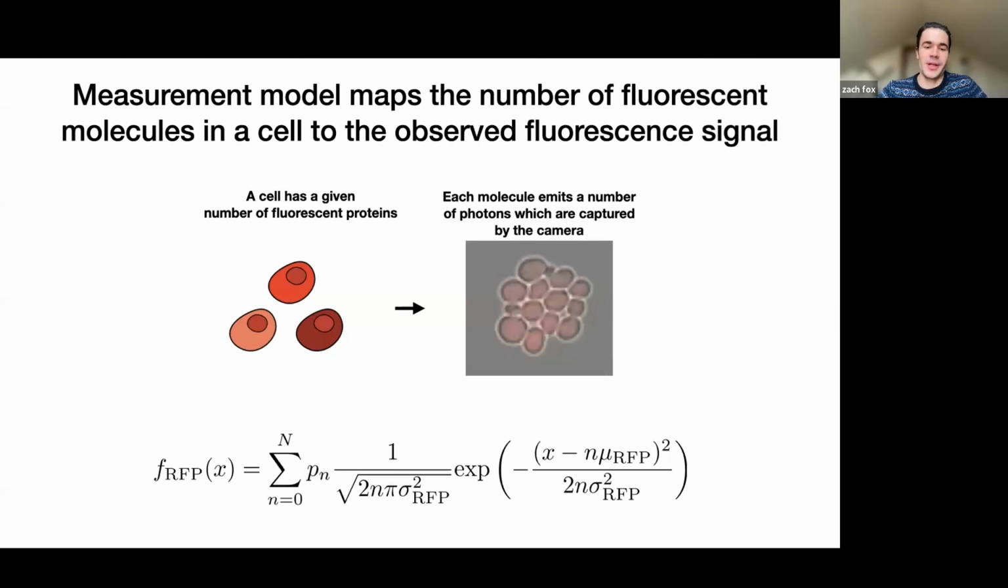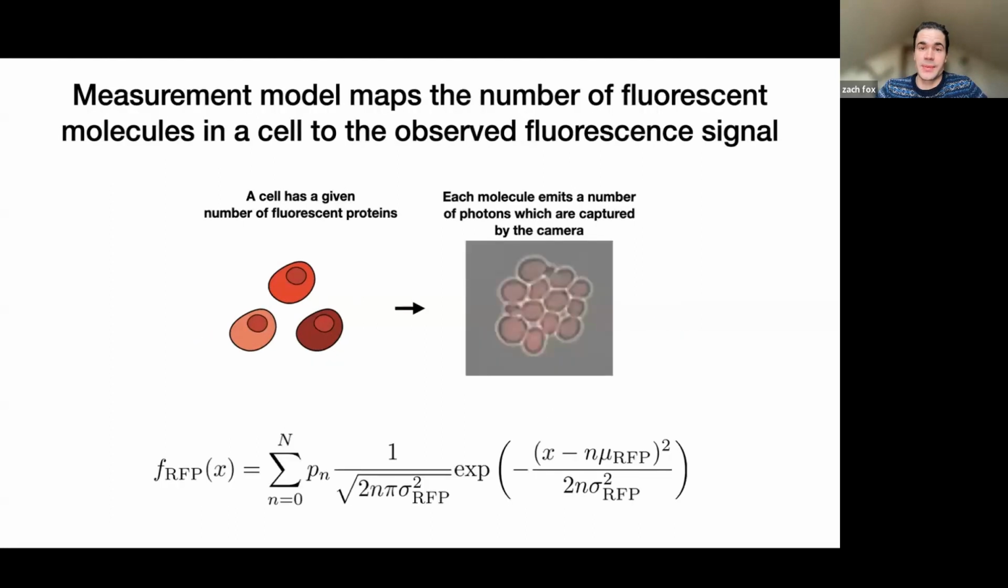So I'm showing at the bottom here what happens when you assume that each protein in your cell is emitting a Gaussian distributed number of photons, which of course is only valid when you have really bright fluorophores. And then you convolve a bunch of those together, one for each protein in the cell, and then you get some fluorescent measurement. So here P sub n is going to be the probability of having n molecules, n proteins, in a given cell. And then you can see we just have the Gaussian expression on the right.